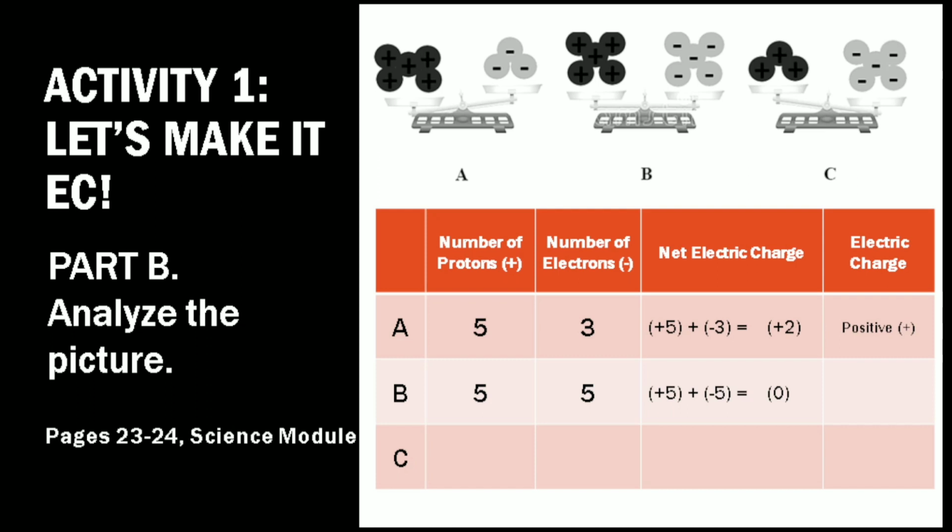What is your answer? Correct, it is neutral. Then for letter C, scale letter C, please write down how many protons you can see in scale letter C. Okay, next. How many electrons can you see? Write it down.